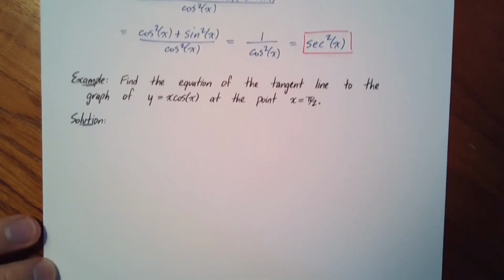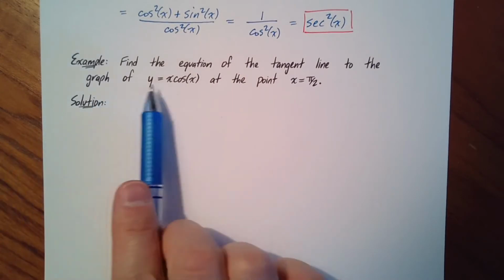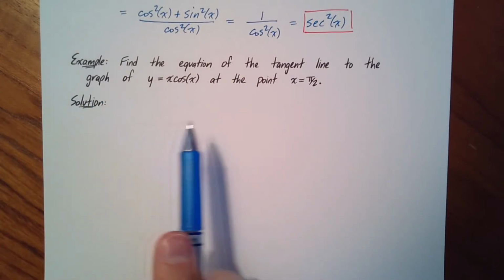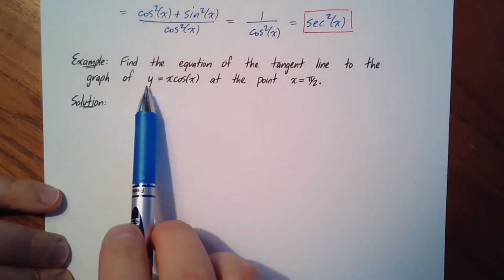We've got another example on the bottom half of this page. Find the equation of the tangent line to the graph of y equals x times cosine of x at the point x equals pi over 2. Okay, so this is just another one of those questions, right? We're asked to find the equation of a tangent line to the graph of a function at a particular point, right? That's nothing new.